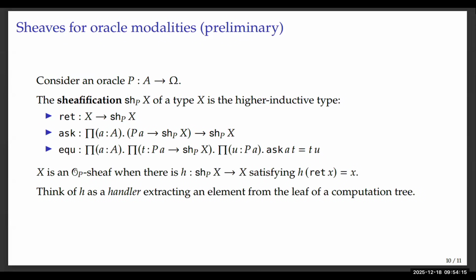And so we might be interested in how to describe the fact that X is a sheaf, especially in type theory. I think that would be useful. So one way would be to say that it's an algebra for the sheafification monad. That would be one way. And so you'd get an operation H, which satisfies the equation that if you give H the unit, then you get back the element. And you can think of H as some sort of a handler in the sense of computational effects, which extracts elements from the computation tree. If you think of that thing as a computation tree, then somehow H is able to get the elements out.